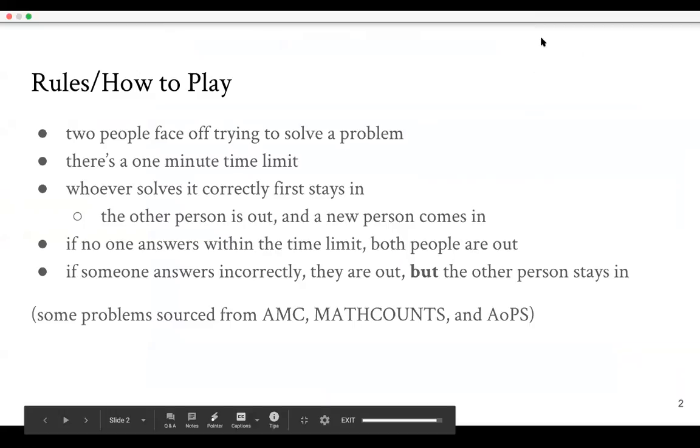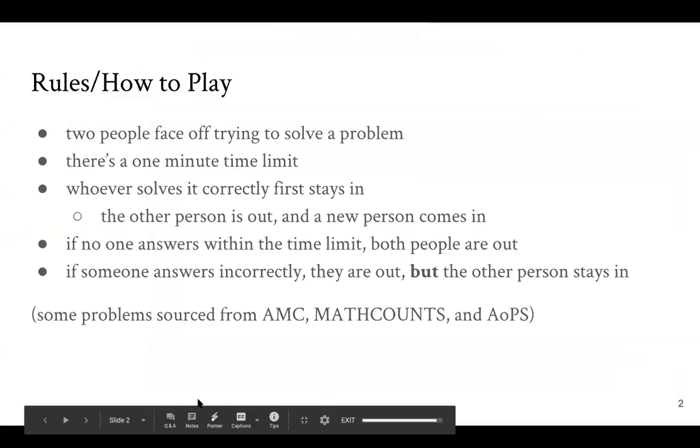Okay, we might skip the first problem. I don't know. Anyway, so the rules are 2 people face off trying to solve a problem, like in Mathcon's countdown. There's a 1-minute time limit. Whoever solves it correctly first stays in. You can either type your answers in the chat or say it out loud if you want that extra advantage. The other person is out if they don't solve it correctly first, and a new person comes in. If no one answers within the time limit, both people are out. If someone answers incorrectly, they are out, but the other person stays in. Okay, any questions?